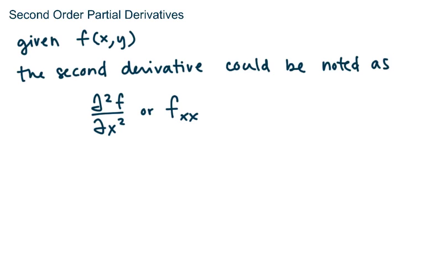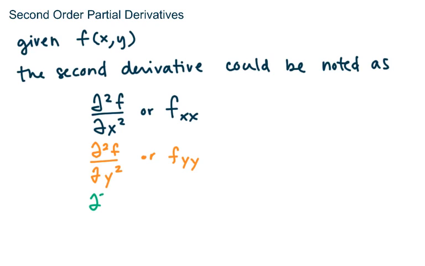So another notation for this would be second partial of f with respect to y, or f of y y. So you differentiate with respect to y both times. All right, now that's not the only way we could do it.